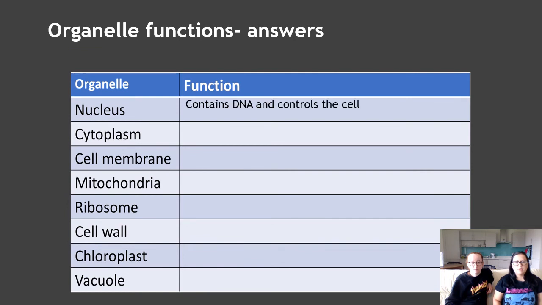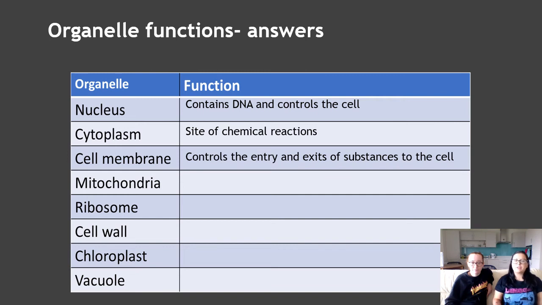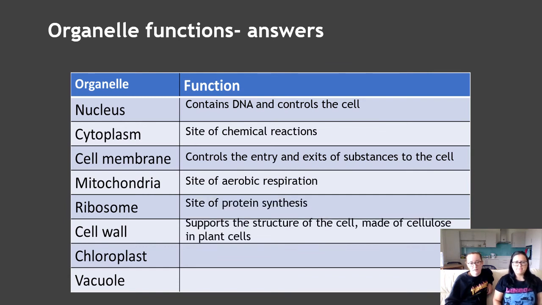Okay. So if we have a look at just a summary table here, the nucleus contains DNA, controls the cell. The cytoplasm is the site of chemical reactions. The cell membrane is going to control entry and exit of substances to the cell. Mitochondria is the site of aerobic respiration. The ribosome, site of protein synthesis. The cell wall supports the structures of the cell and is made of cellulose in plant cells. The chloroplast is the site of photosynthesis. And finally, the vacuole stores water and sap inside the cell.